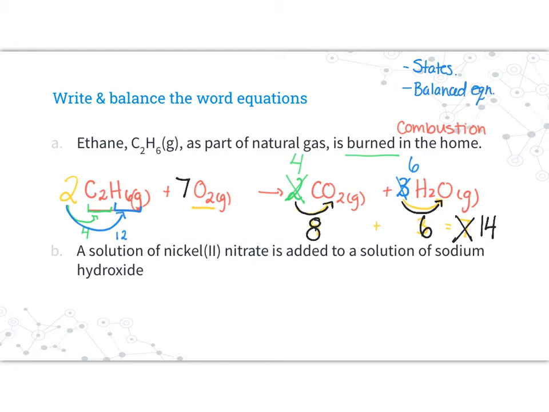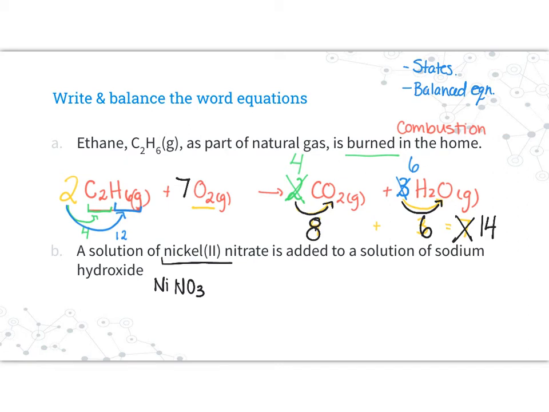There's one other thing we need to consider. So let's take a look at the next equation. A solution of nickel 2 nitrate is added to a solution of sodium hydroxide. Nickel and nitrate come together. Lots of us would stop here. We've written the formula for nickel nitrate. However, we have not considered to balance for charge.